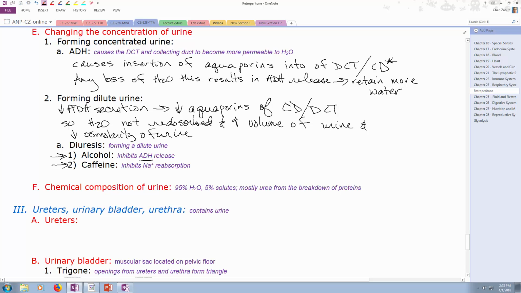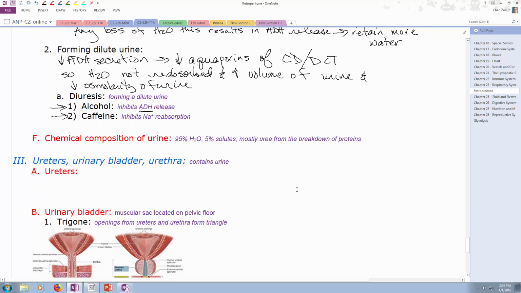Caffeine. Caffeine inhibits sodium reabsorption. And it's important to realize that sodium is reabsorbed the entire length except for the descending limb of the loop of Henle, or nephron loop, throughout most of our collecting system. And when we reabsorb sodium, we typically reabsorb water. So if you inhibit the reabsorption of sodium, you will inhibit the reabsorption of water. And that's how caffeine causes us to diurese or pee out more urine.